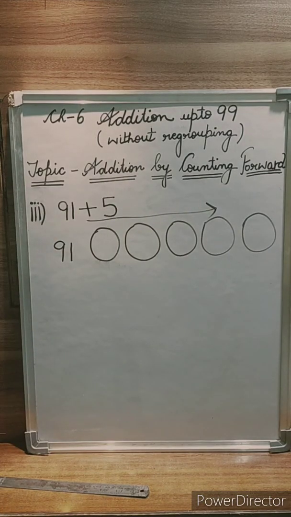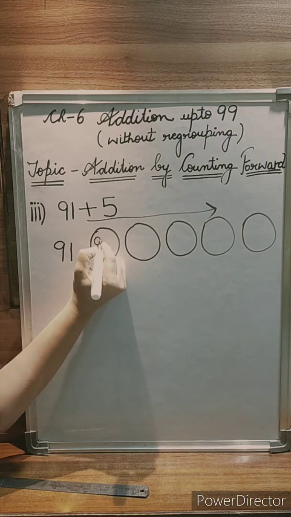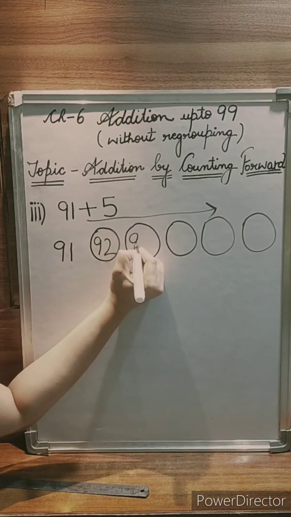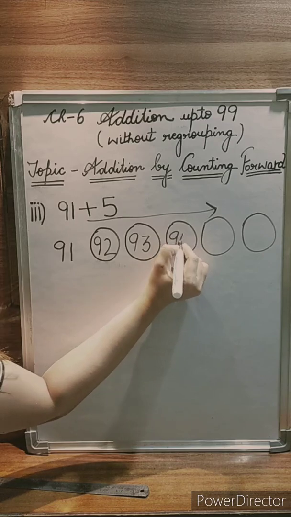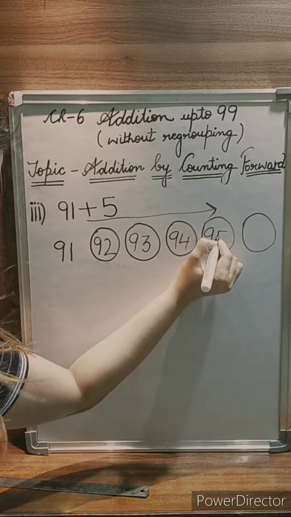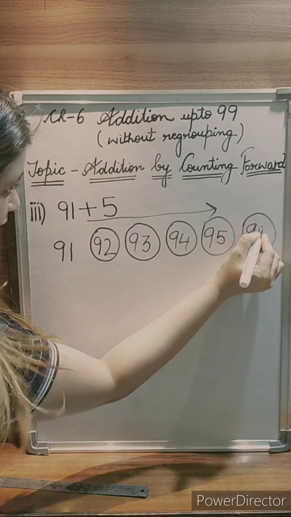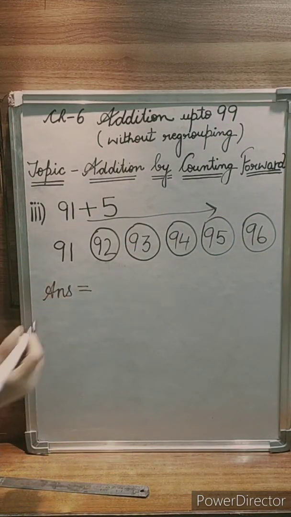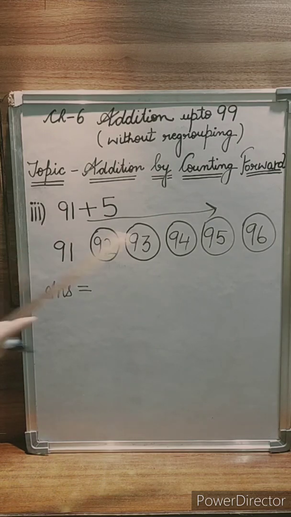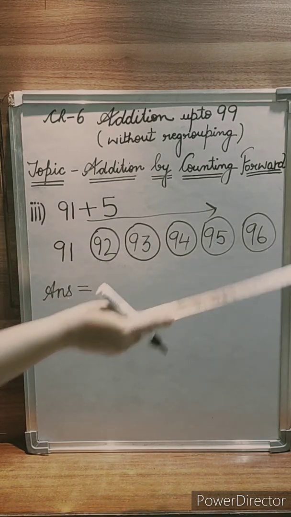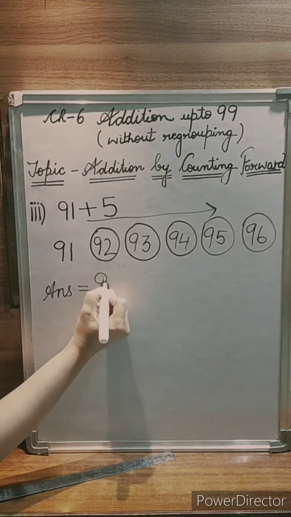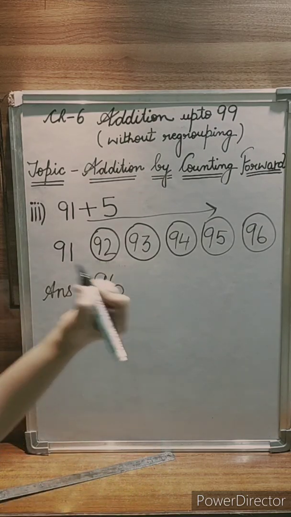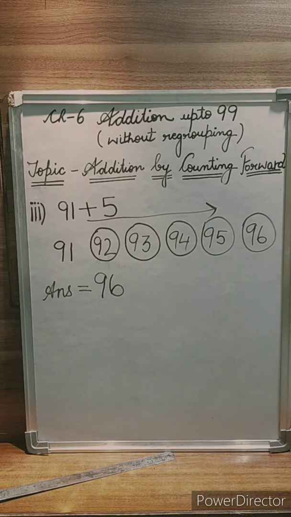So we will count from the number 91. So 91, 92, 93, 94, 95, 96. So what will be our answer? Yes, 91 plus 5, it will give you 96 as the answer. So this is the way to solve the sums, that is addition by counting forward.